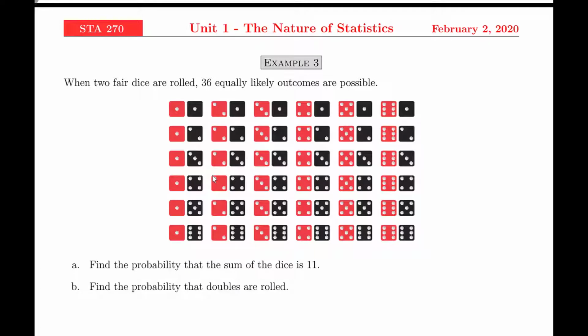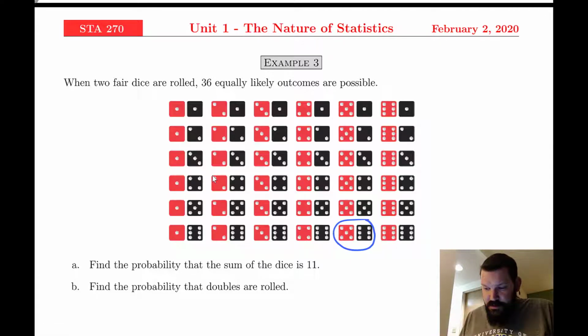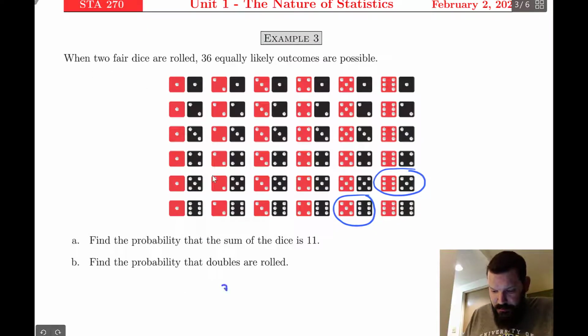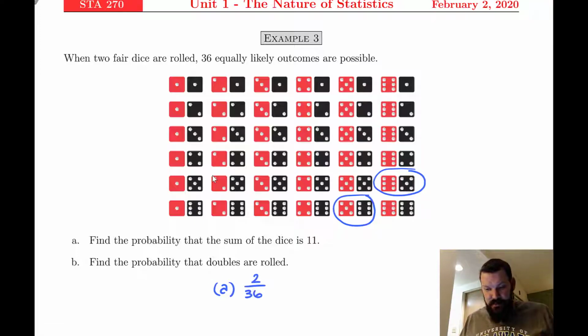Part A, find the probability that the sum of the dice is an 11. The only two ways that can happen is when we have a 5 and a 6, and the other alternative is to roll a 6 and a 5. So out of 36 outcomes, there is a 2 in 36 chance that we will roll a sum of 11. Converted to a decimal, it's 0.0556. So roughly a 6% chance that when you roll two dice, the sum will come up as 11.